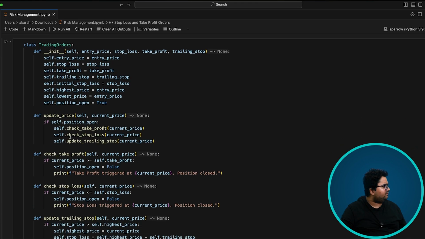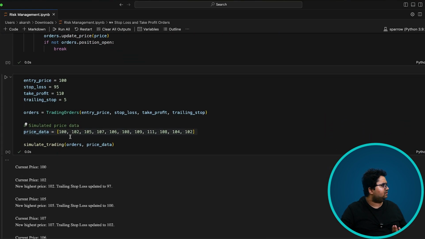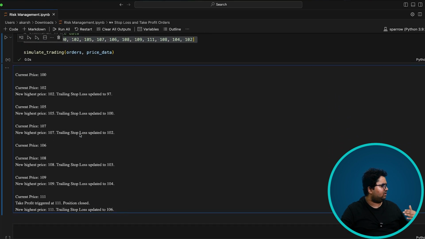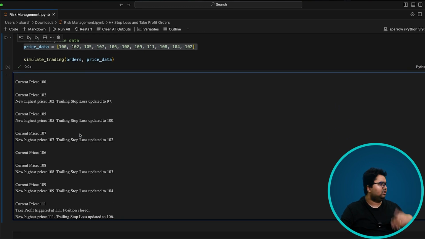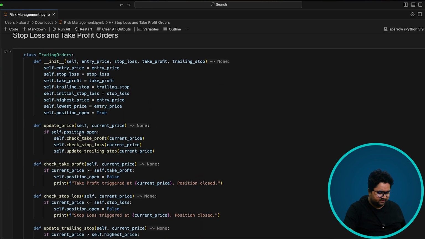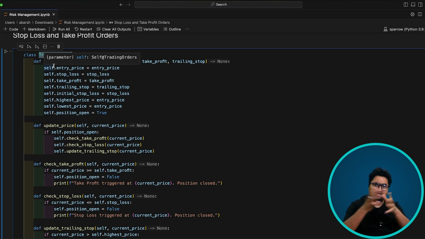Next, I have a bunch of simulations running. What I'm trying to do is run some simulations based on a simple price movement, simulate the order, and see the differences in how stop losses are calculated. I'll go step by step. The first is a class, an object-oriented programming concept, where you have multiple functions inside. Again, we'll touch upon all of these if you're interested in the community and in the course.